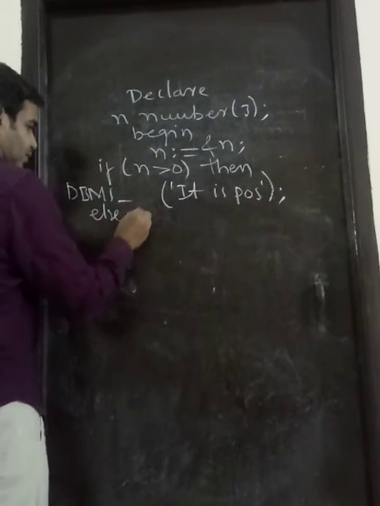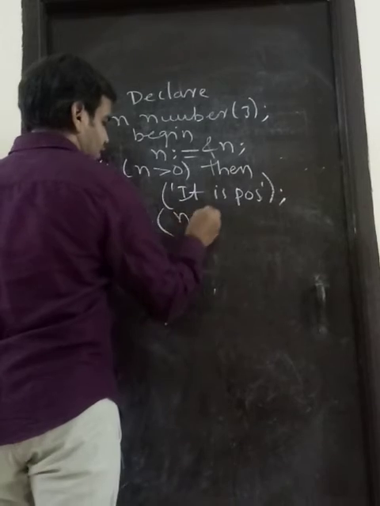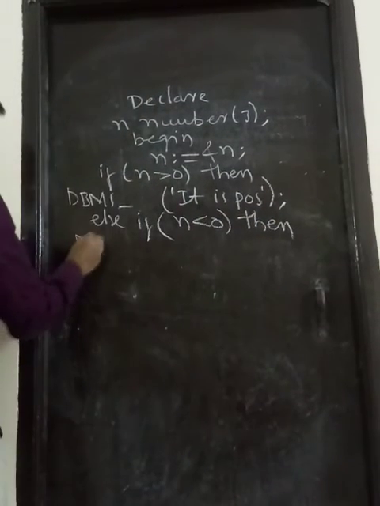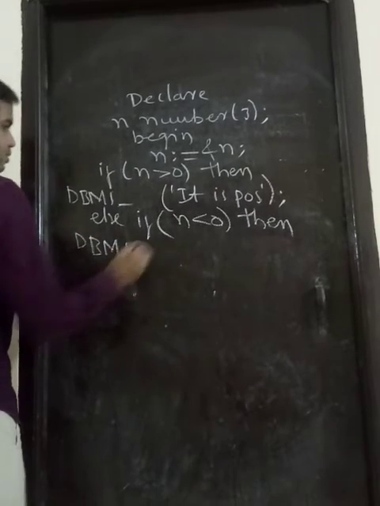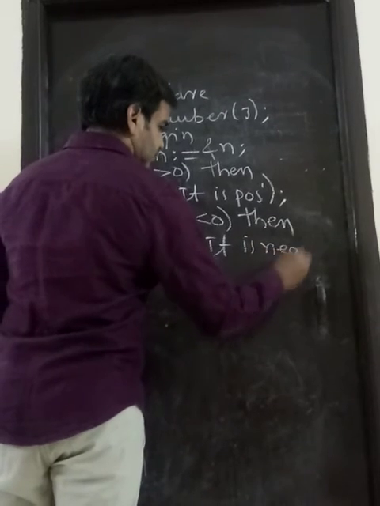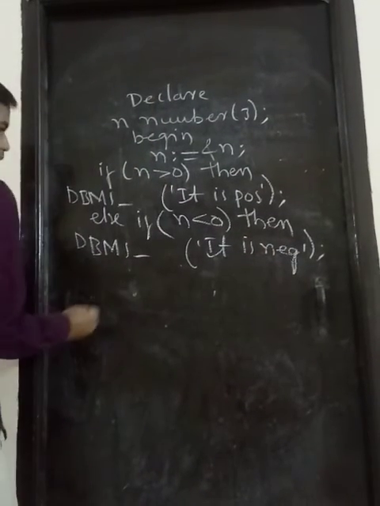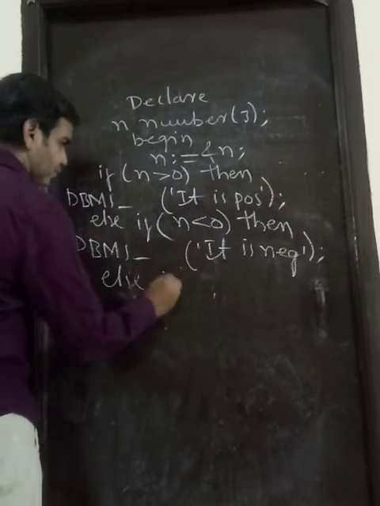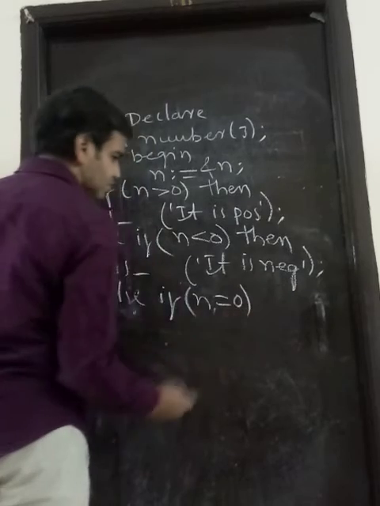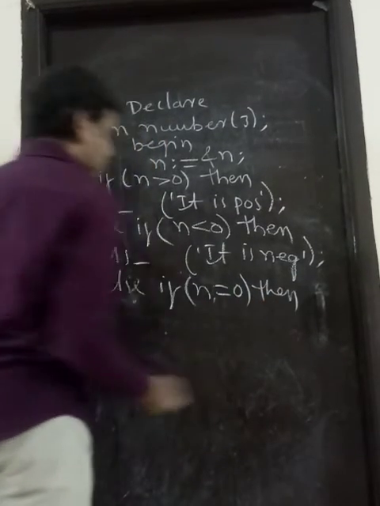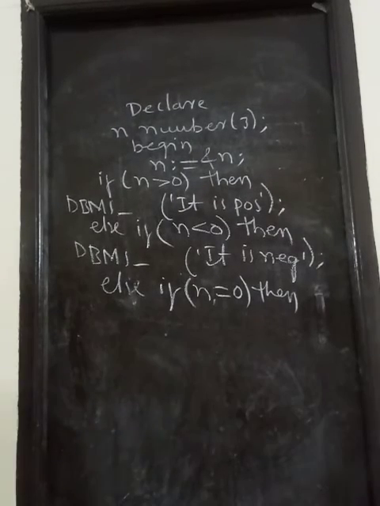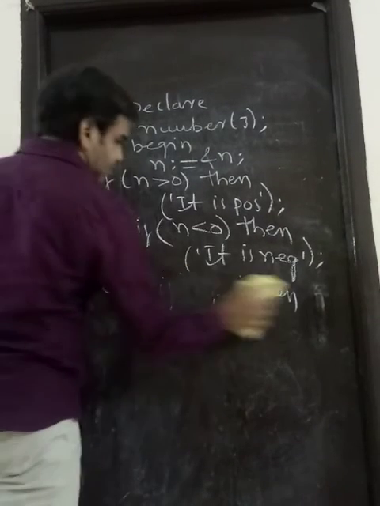Else if n less than 0, then dbms_output.put_line, it is negative. Okay, else if. So there is no need to write else if n is equal to 0, then. Suppose if you are not writing, it is also correct, because positive, negative, otherwise automatically it will come to the last part, it will display it is 0, then else.